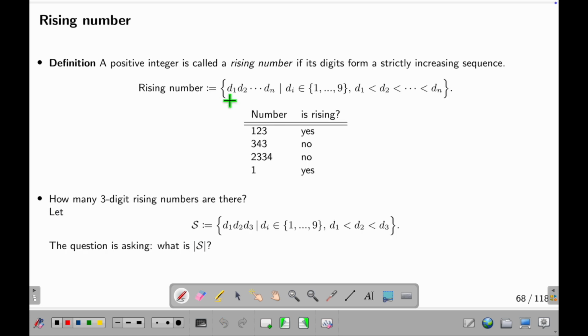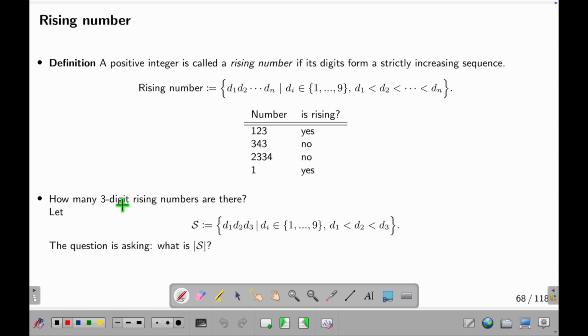So now I'm going to give you one example telling you this is very powerful. There is something called a rising number. What does it mean? The digits are rising. For example, 1, 2, 3 is getting bigger, the digits. So yes, it's a rising number. 3, 4, 3 is no, because after 4, you go down. So this is not rising. 2, 3, 3, 4 is no, because I don't allow equal. So 3, 3 do not change, is no. 1 itself is a rising number, okay?